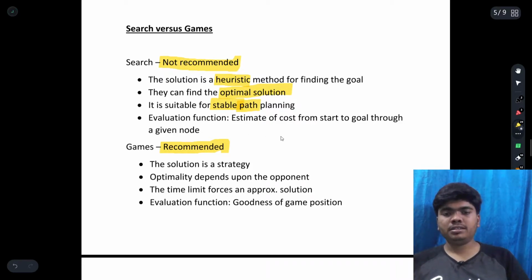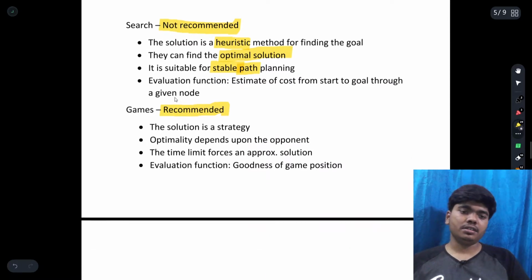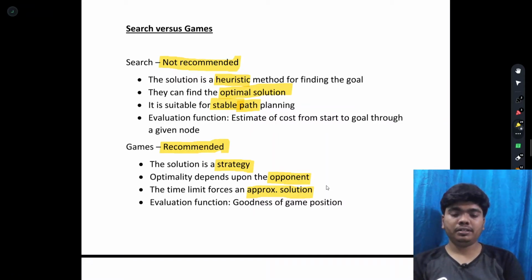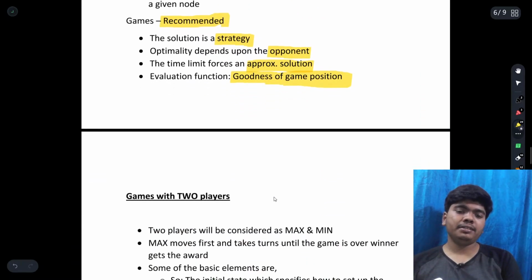The evaluation function in search is an estimate of the cost from start to goal through a given node. That is the process in the search algorithm, whereas in a game algorithm the solution is a strategy, so it differs from point to point. The optimality depends upon the opponent. If the opponent's move is tough, then we need to give something tough or equal to it. The time limit forces an approximate solution. Sometimes in chess, even after 2 to 3 moves, the game gets completed if the opponent is too tough. The evaluation function is the goodness of a game position, and it depends on the opponent and on the gameplay.